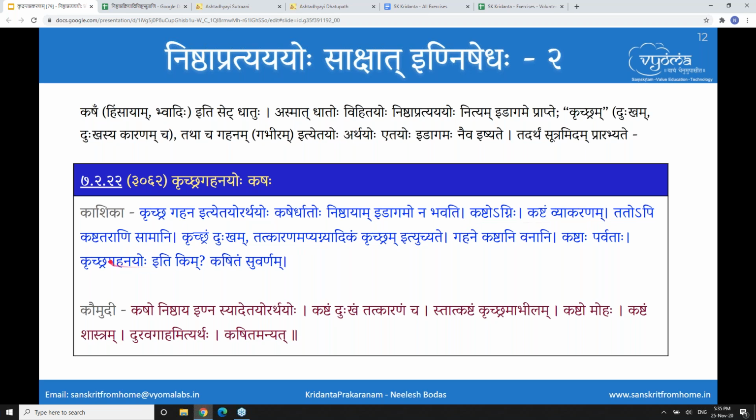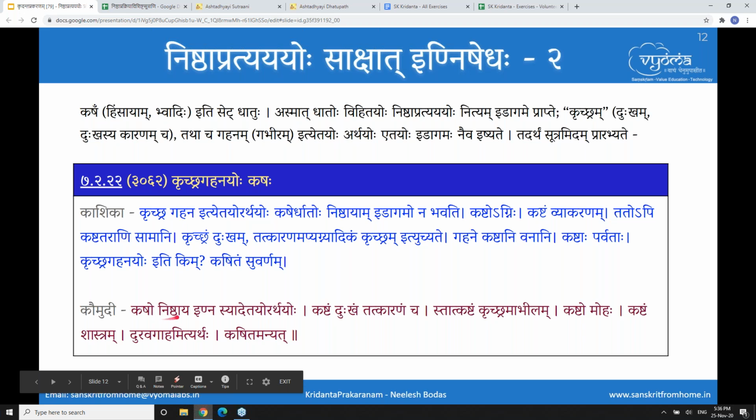So kashtam vyakaranam tatopi kashtatarani samani. Krucham dukkham tat karanam api agnyadikam krucham ityuchyate. Gahane kashtani vanani. So the vana, the jungle is deep. Kashtaha parvataha, difficult to climb. Krucha gahanayoho iti kim? In any other meaning, you have to resort back to the normal set behavior and get the idagama. So kashitam suvarnam, a suvarna that is well tested, well rubbed, its quality is known, that is a kashitam suvarnam. So there you get an idagama.